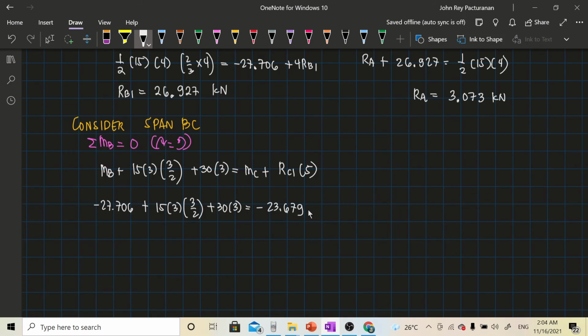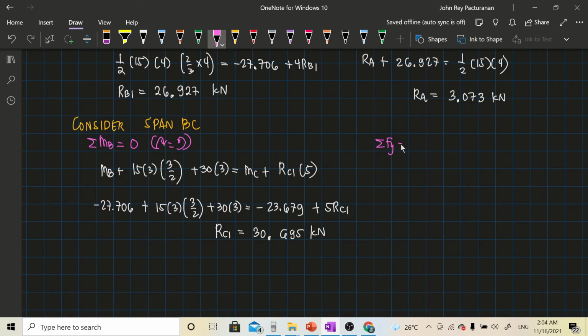Then, multiply nyo na lang or plus 5RC1. Again, you may pause this video for several times. You can use shape solve. Then, after nun, ito na yung equation na isosolve nyo, no? Ang mahahanap nyo dyan na RC1 ay equal sa 30.695 kilonewton. Okay? So, ayan na yung RC1.